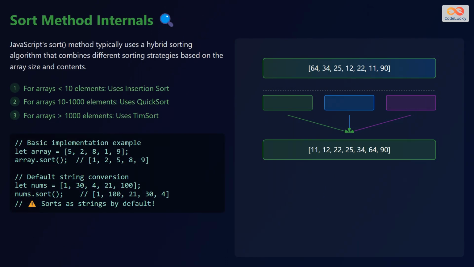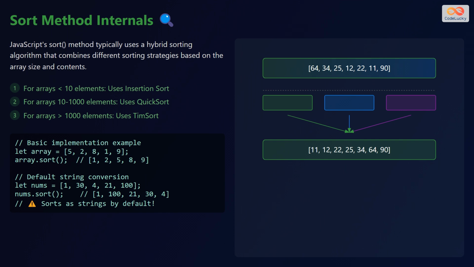JavaScript sort method typically uses a hybrid sorting algorithm that combines different sorting strategies based on the array size and contents. For arrays with less than 10 elements, it uses insertion sort. For arrays with 10 to 1000 elements, it uses quicksort. And for arrays with more than 1000 elements, it uses timsort.